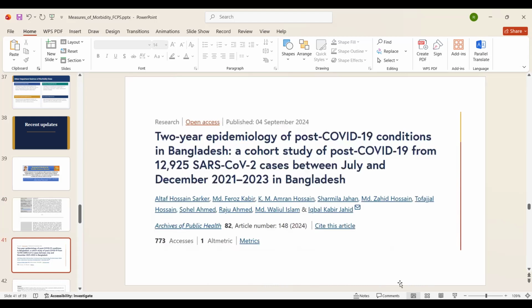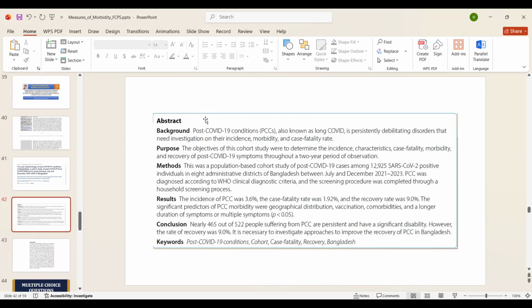Next is the 2-year epidemiology of the post-COVID-19 condition in Bangladesh, a cohort study of the post-COVID-19 condition between July and December in Bangladesh. The background: post-COVID-19 condition, also known as long COVID, is a persistent debilitating disorder that needs investigation of its incidence, morbidity, and case fatality rates.